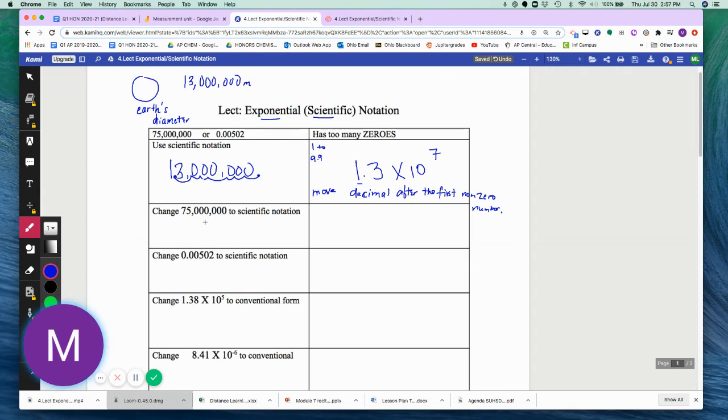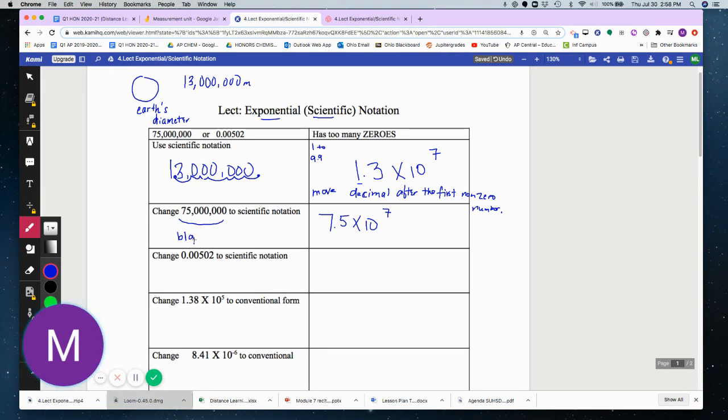So change this to scientific notation. You're going to move it between the 7 and the 5. So it will be 7.5 times 10. How many times did you move it? You moved it 7 times. So you put a 7. Notice, this is a very big number. If you have that much money in the bank, you are very rich, which means the exponent has to be positive. A positive exponent means that the number is big.